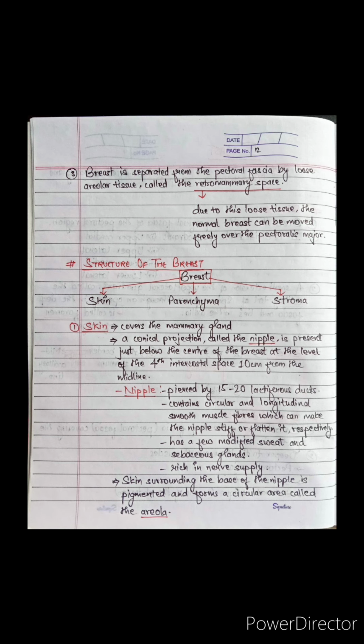Now let us see about the skin. Skin covers the mammary gland. A conical projection called the nipple is present just below the center of the breast at the level of the fourth intercostal space, 10 cm from the midline. So the nipple is pierced by 15 to 20 lactiferous ducts, and a nipple contains circular and longitudinal smooth muscle fibers which can make the nipple stiff or flatten it respectively. Nipple has a few modified sweat and sebaceous glands, and it is also rich in nerve supply.